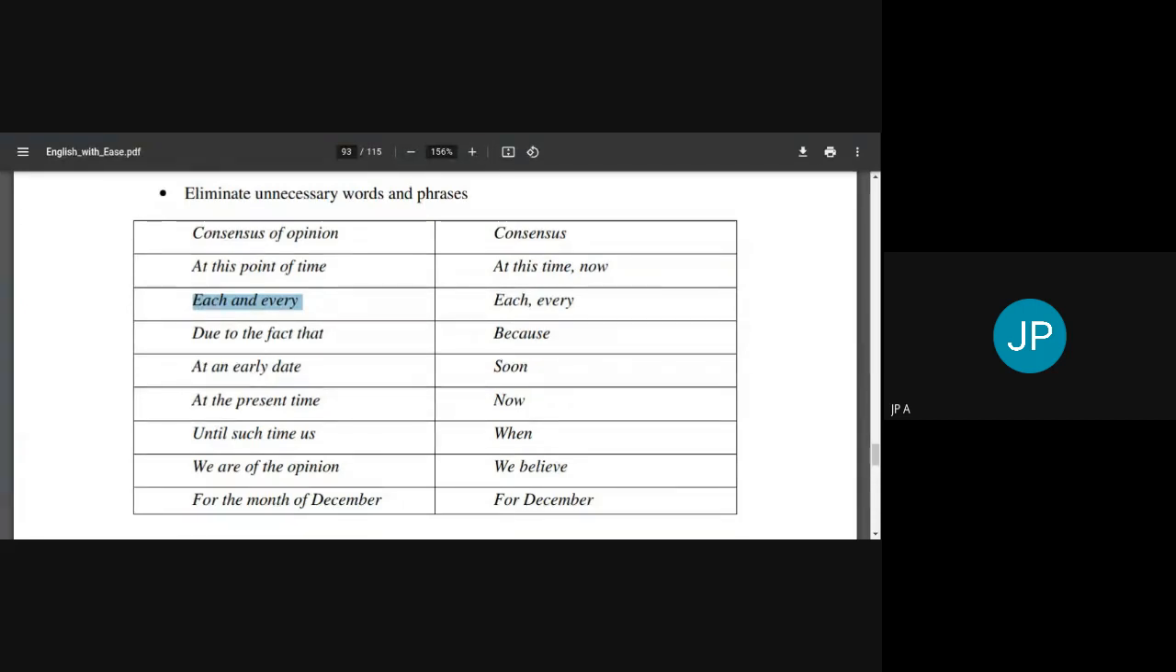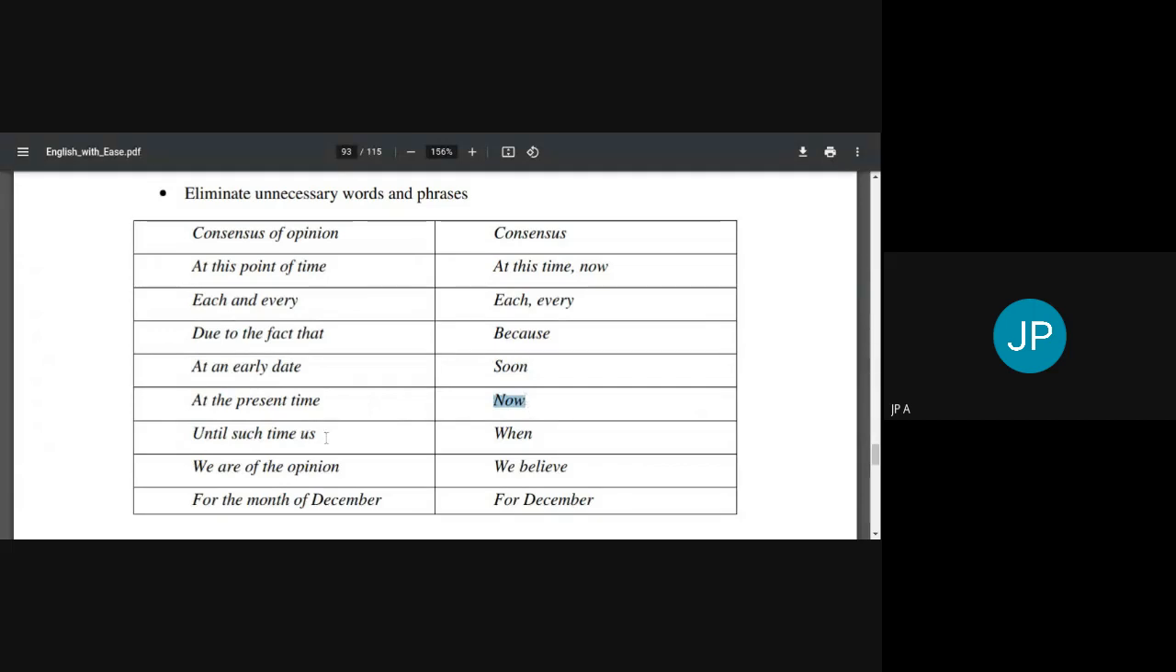So some more examples are given there. Due to the fact that എന്ന് നമ്മൾ പറയേണ്ട ആവശ്യമില്ല. Because എന്ന് പറഞ്ഞാൽ മതി. Instead of saying due to the fact that, you can just say because. At an early date. ഒറ്റ വാക്കിൽ പറയാം soon എന്ന് പറഞ്ഞാൽ മതി. At the present time. Now. See how many words we are saving by using just one word.